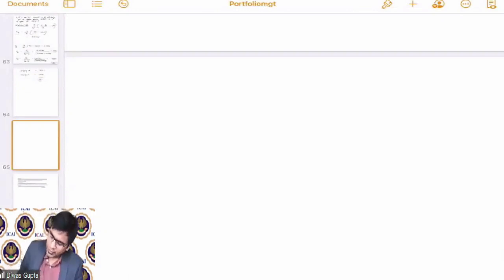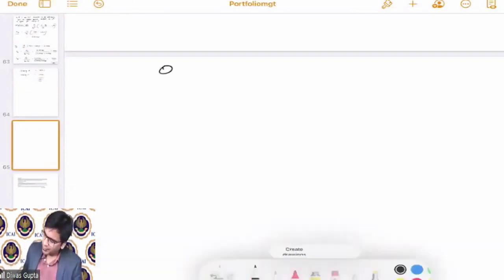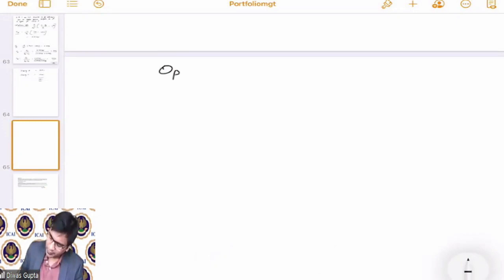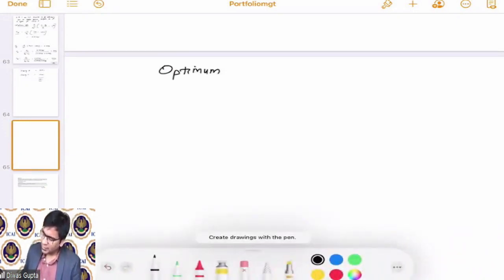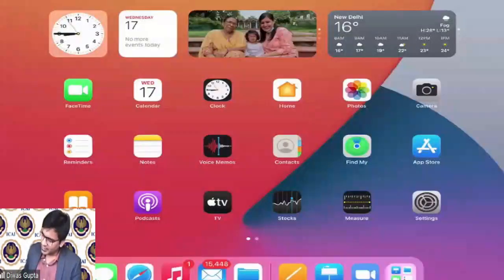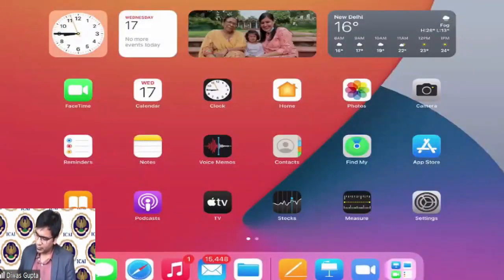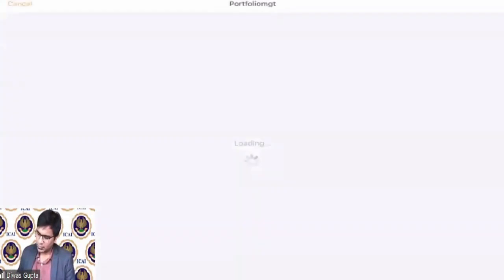Okay, now the optimum portfolio, or I can say this is a minimum variance portfolio. We have to put it like this. So just a second.